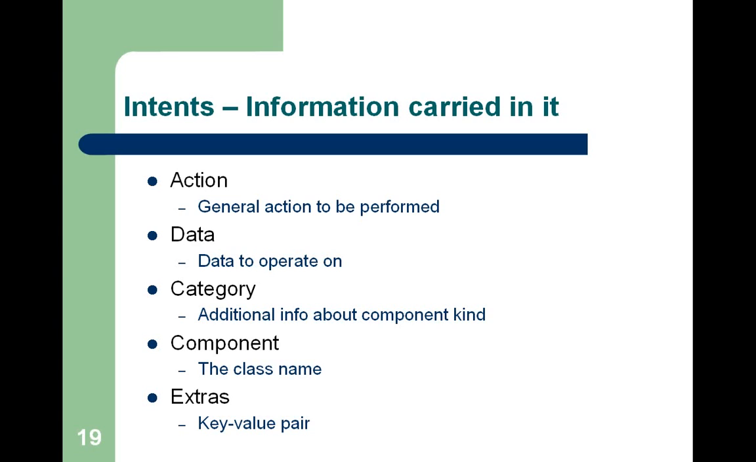Then it carries something called the component, which is the class name, in case you want to pass an intent to a specific component. For example, you are in activity A and you want to start activity B. So you already know the component name of activity B. You can just specify the component name there and activity B will be invoked directly. So if you specify the component name, Android system does not need to check intent filter like which activity has to be launched. It can directly invoke the component which is explicitly specified.